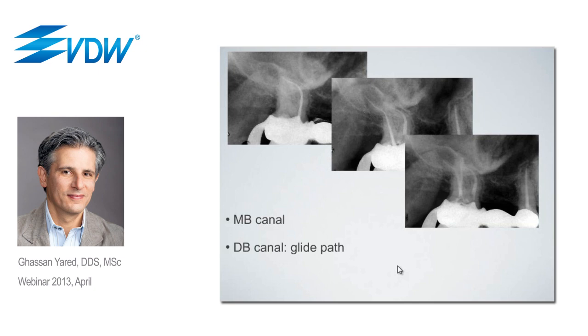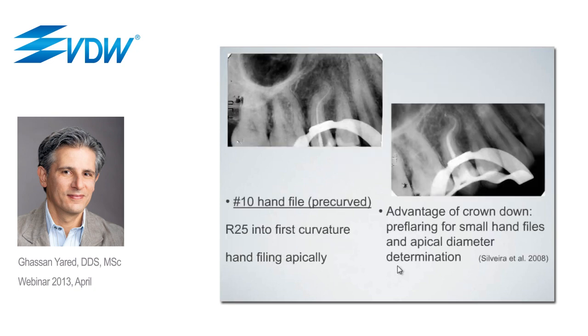Now, if after creating the glide path to a size 15, I'm not able to place the hand file unless it is pre-curved, this is a case where the canal preparation in the apical third was to be completed with hand files.